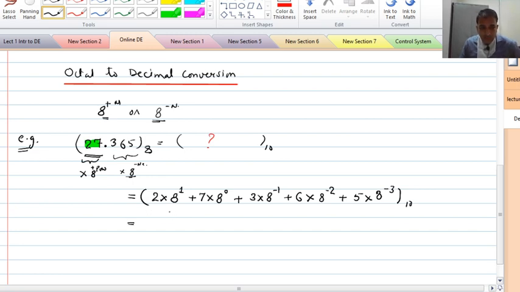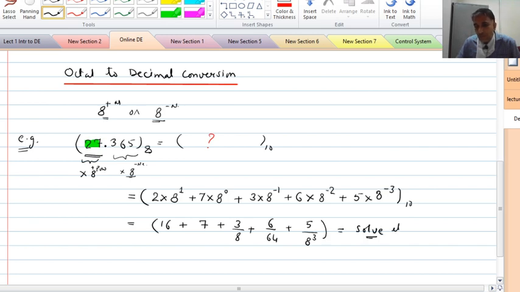So, this is 16 plus 7 plus 3 by 8 plus 6 by 64 plus 5 by 8 raised to power 3. Okay. And we have to solve it and we will get the answer. Final answer you can get from this.